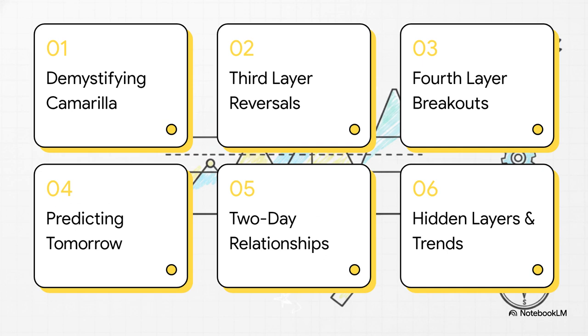So here is our roadmap for today. 1. Demystifying the Camarilla equation. 2. Mastering third-layer reversals. 3. Navigating fourth-layer breakouts. 4. Predicting tomorrow with DC3. 5. Two-day pivot relationships. And 6. Hidden layers and trends. Let's get into it.